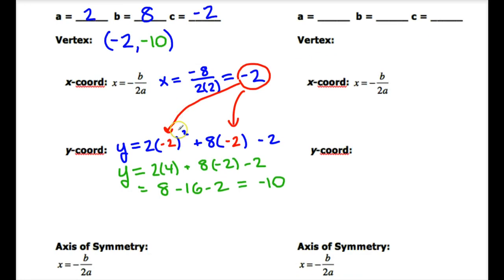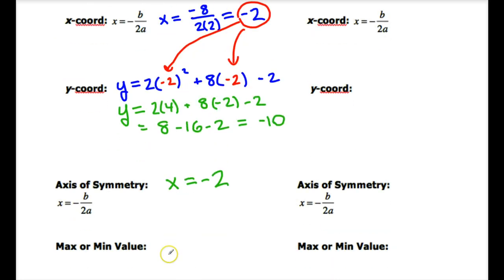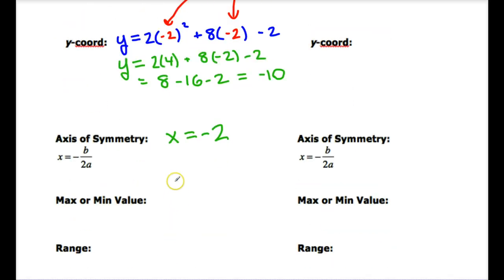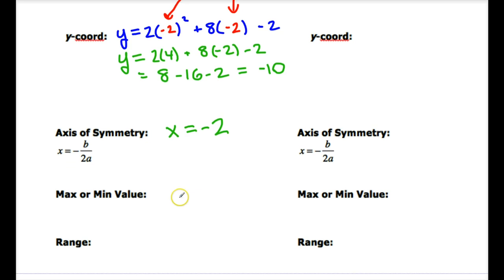We also know the axis of symmetry. The equation for the axis of symmetry is just going to be x equals our x-coordinate here, so it's going to be x equals negative 2. Make sure you say x equals, because if you don't say x equals, it's not really an axis of symmetry. It has to be a vertical line, so you have to start that with an x equals. And then finally, the max or min value.